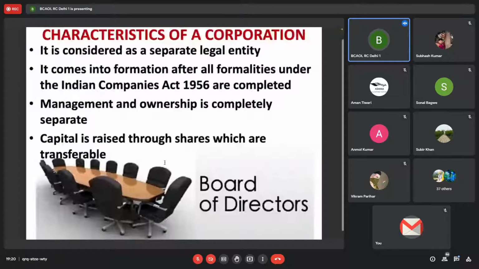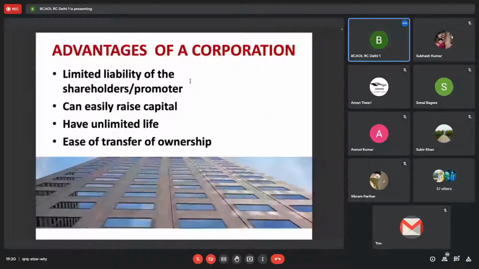अब ये क्या होता है? What is this? I'll explain. Let us go to its features. Then I'll tell you. Okay, first thing is that it's a limited liability thing over here.